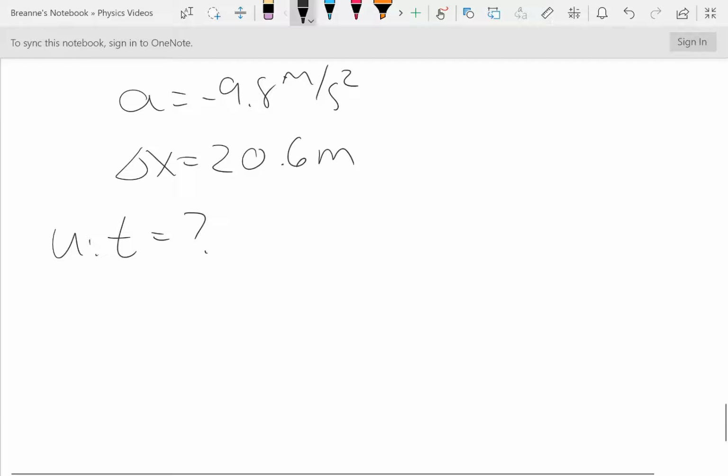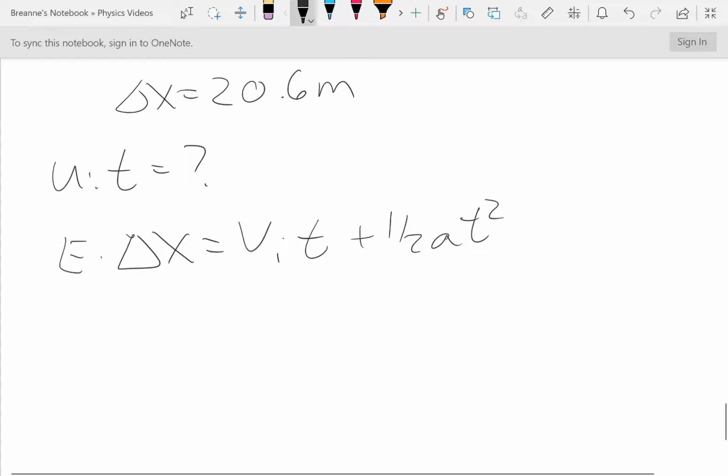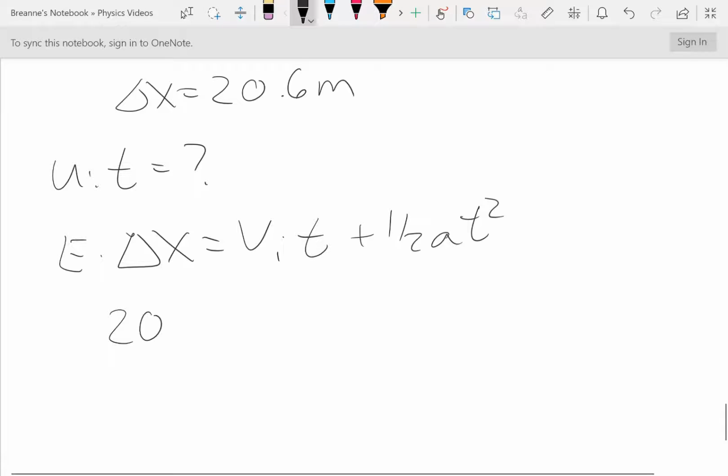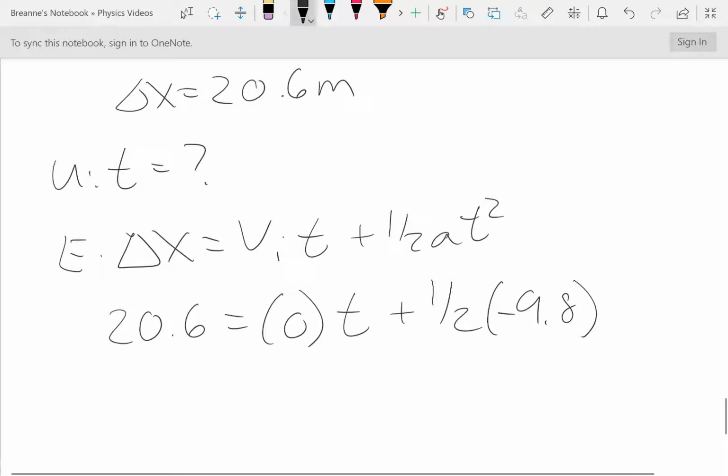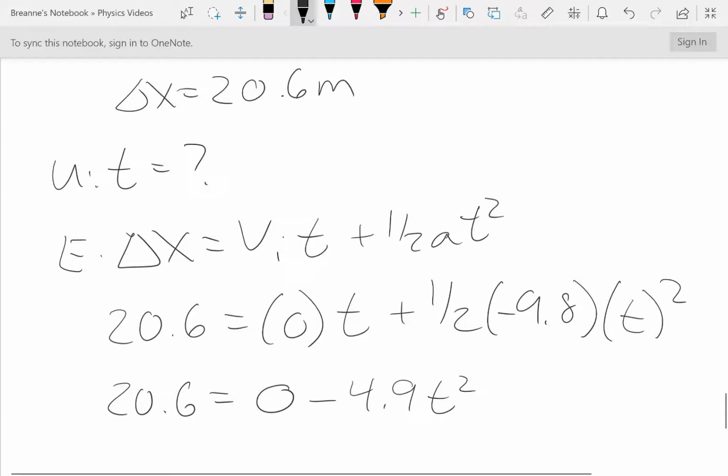We do not have final velocity. The only equation that does not use final velocity is our first equation. So our initial times time plus 1/2 a t squared. Our distance is 20.6. Our initial is 0 times time plus 1/2 times negative 9.8 t squared. So 0 times anything just equals 0. And you could go ahead and multiply 1/2 times 9.8. That gives you 4.9 t squared.